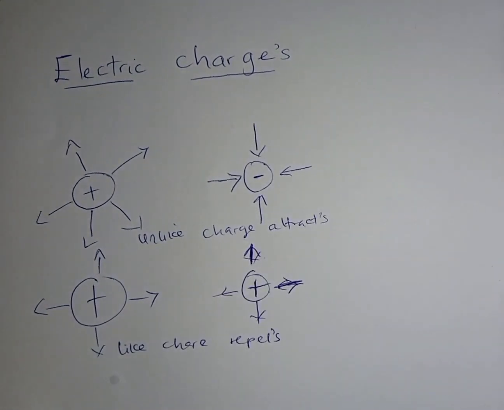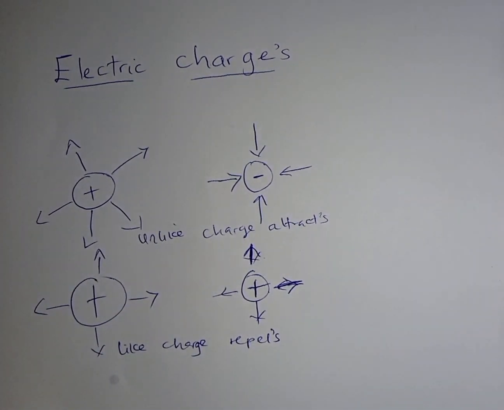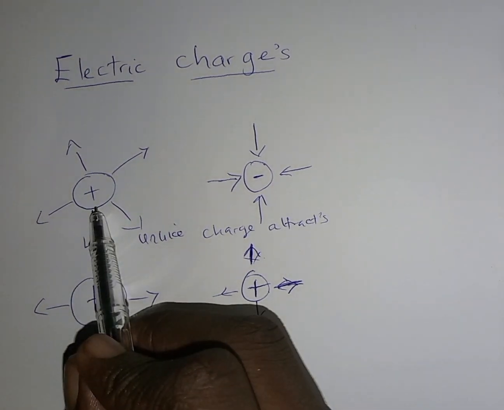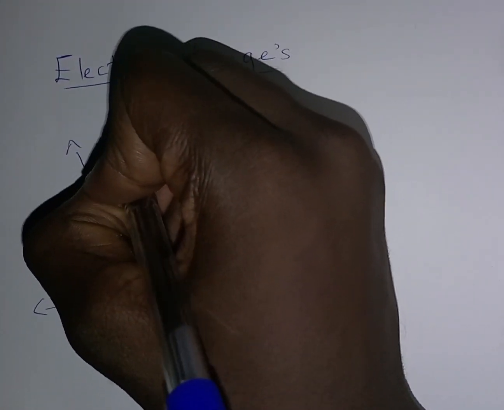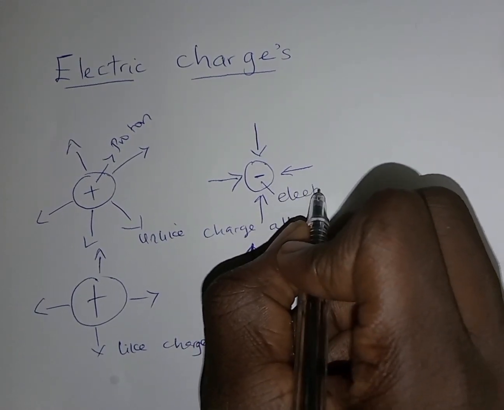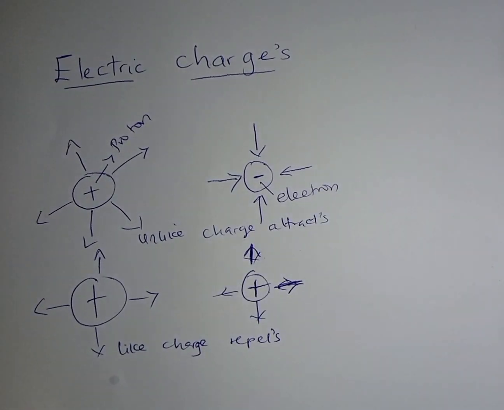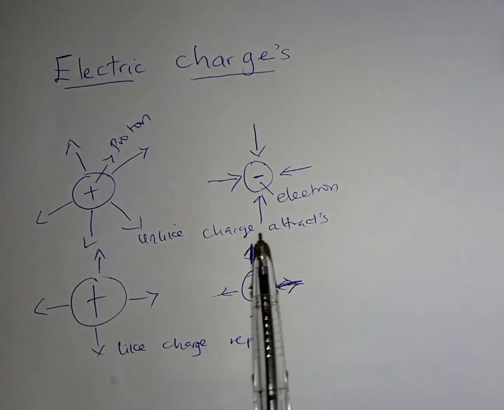So please take note that like charges repel, while unlike charges attract. Now also there is a value for charge. The value for charge is Q. This positive charge can be called a proton and this negative charge can be called an electron. So you should know the proton is positively charged and the electron is negatively charged.